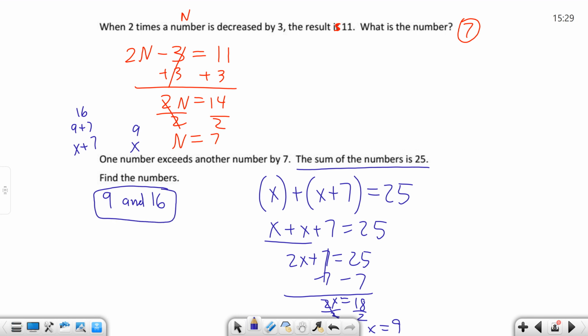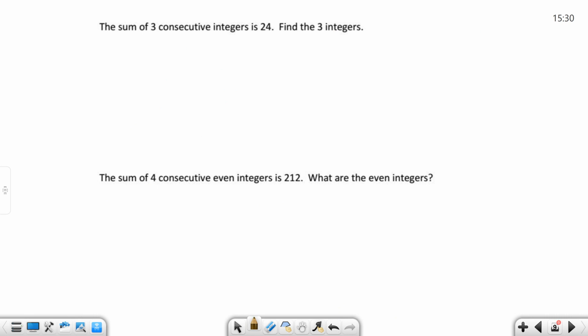Do they sum to be 25? That's a good way to check it. What is 9 plus 16? Bingo, it's 25. All right, so there you have it. 9 and 16 sum to give you 25, and one of them is 7 larger than the other, or exceeds the other one by 7.